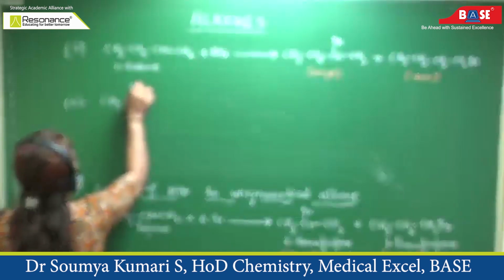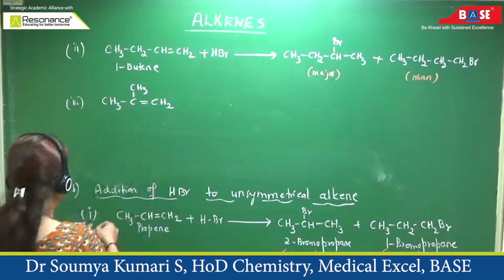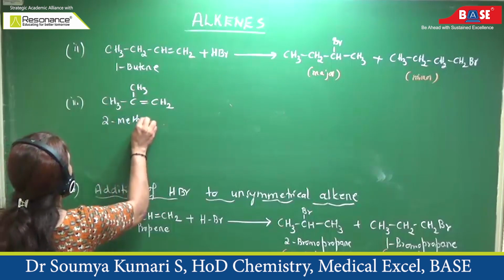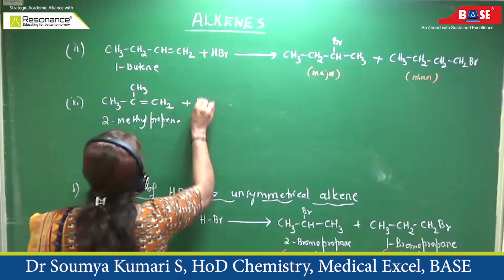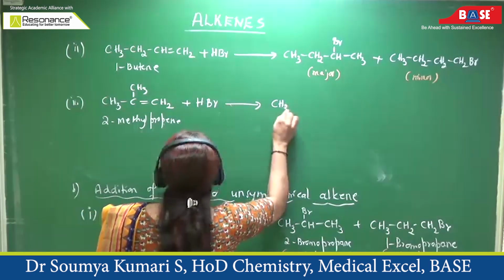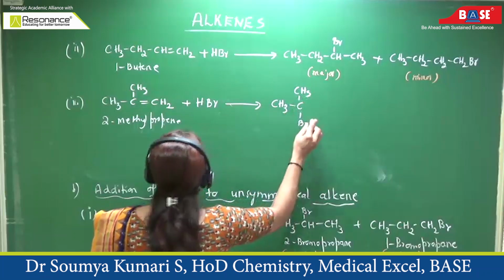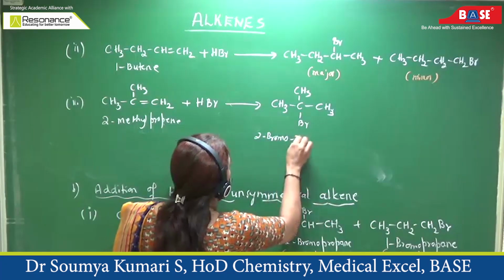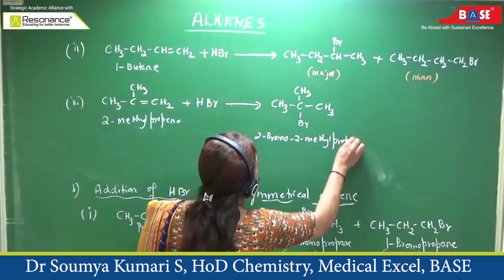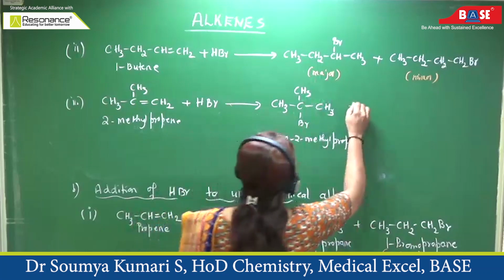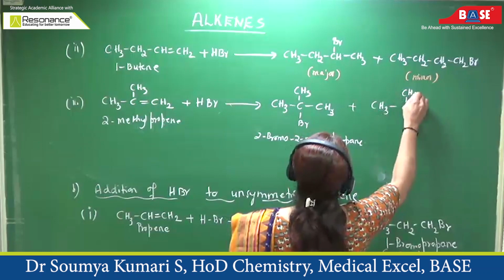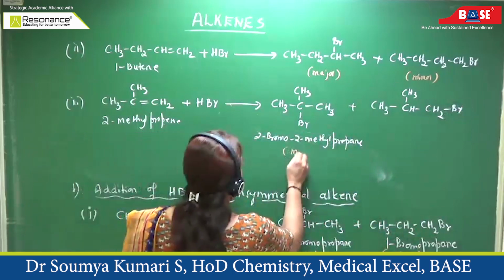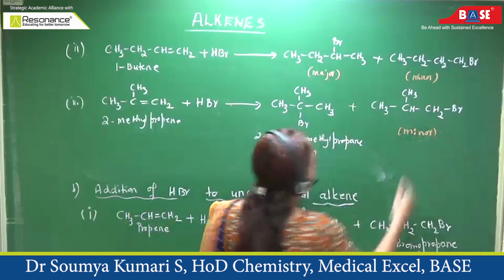Let us take CH3, C, CH3, double bond, we have CH2 here. It is a propene only with 2-methyl. This is nothing but 2-methylpropene. On reaction with HBr, we get CH3, C, CH3, Br attaches to this carbon, hydrogen attaches to the terminal carbon. So we get 2-bromo-2-methylpropane. As the name is different, I am writing it. Other cases you can name it. And maybe there is a very small amount of 1-bromo-2-methylpropane. So that means this is a major and this is a minor quantity.